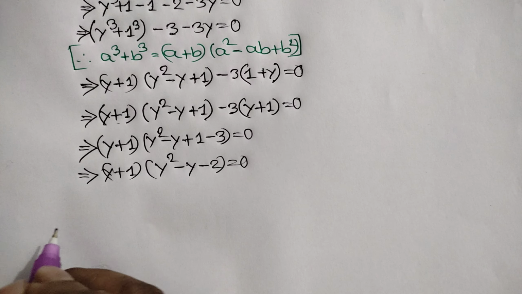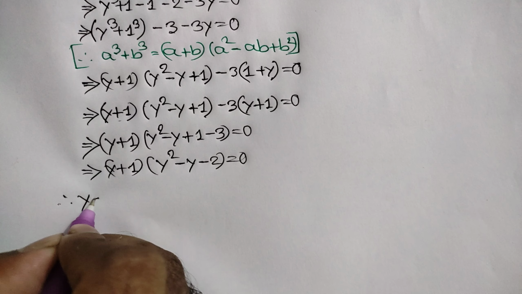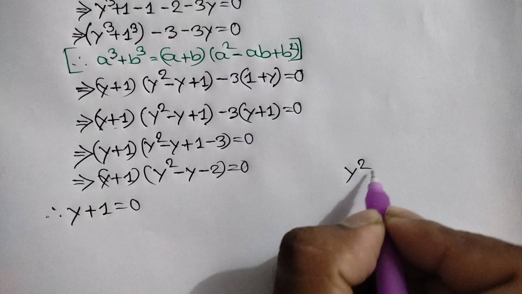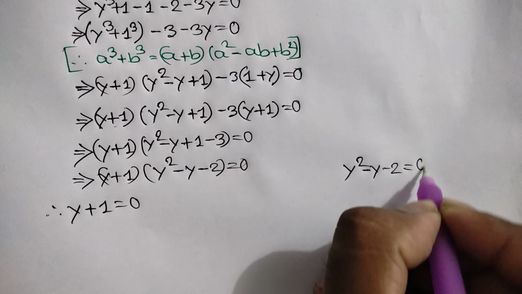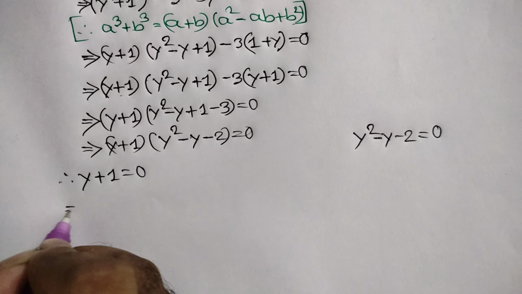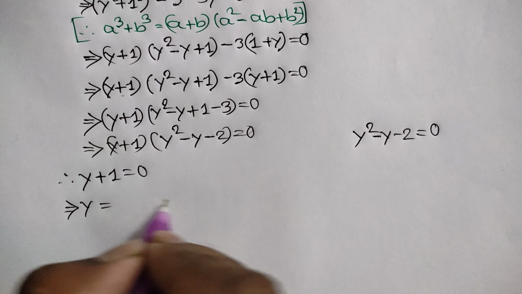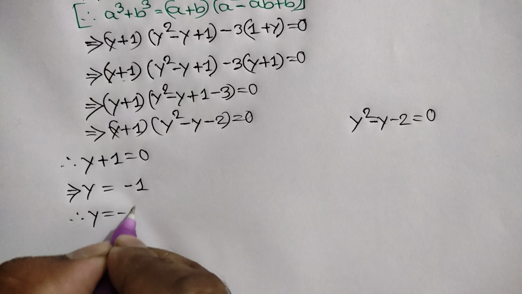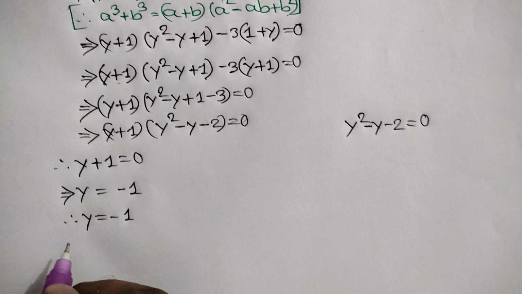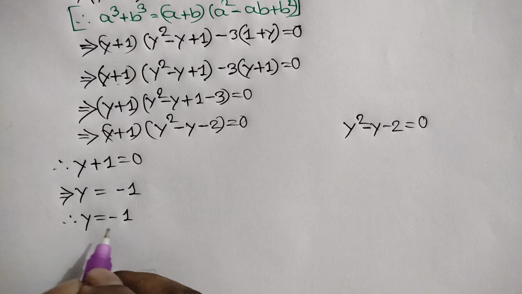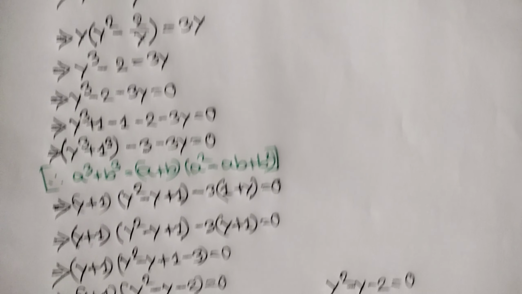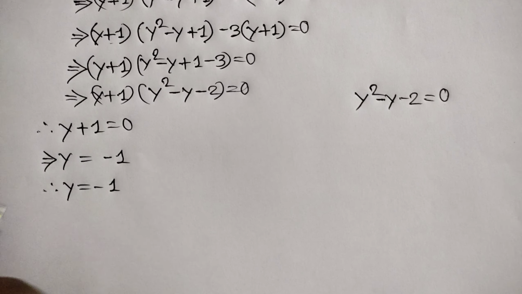Now from here we have two solutions, so we can write y plus 1 is equal to 0 and y squared minus y minus 2 is equal to 0. Taking this positive 1 to the right side we will get negative 1, so y is equal to negative 1. But here negative 1 is not possible because x is greater than 0, so this negative value is rejected.